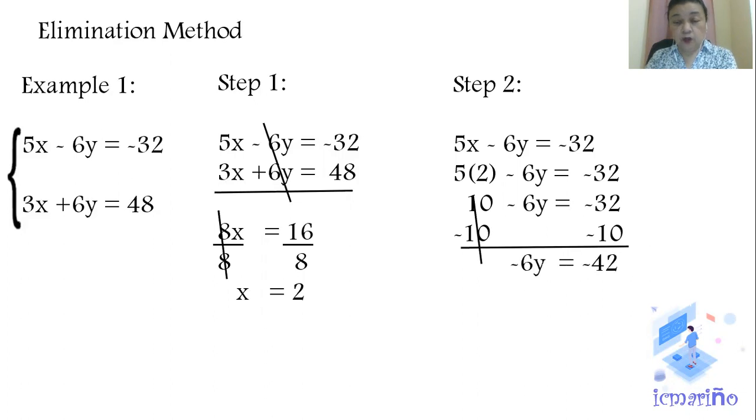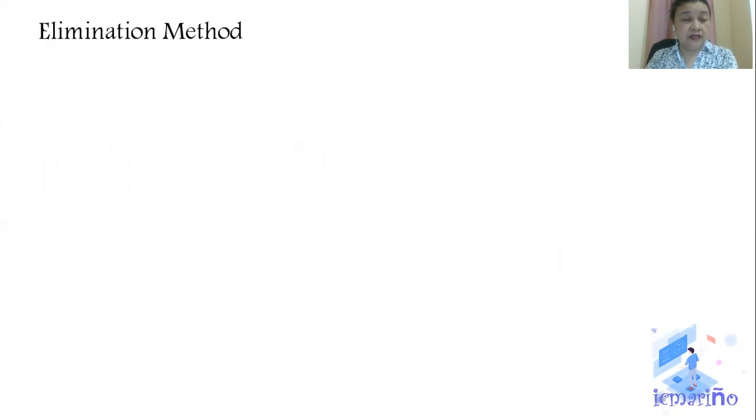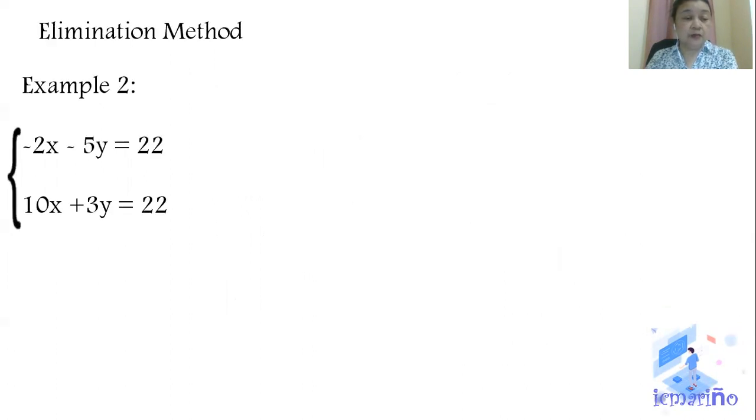So negative 6y equals negative 42, and we should divide both sides by negative 6, so we can cancel out negative 6. Okay, so that is equal to y, which will be equal to 7. So our answer is, for x we have 2, and for y we have 7. Okay, did you get it? Okay, next, let's have another example.